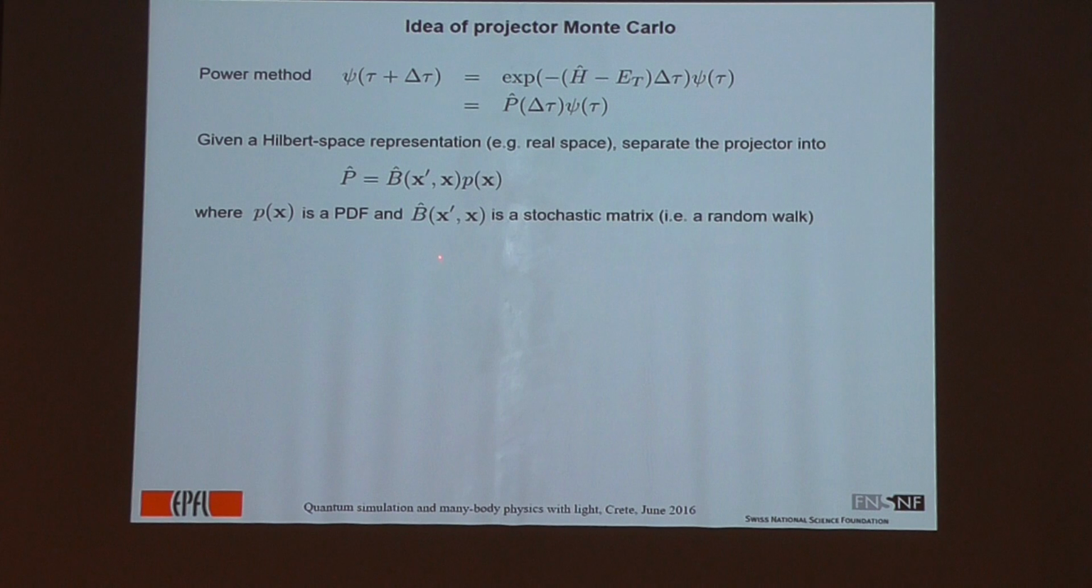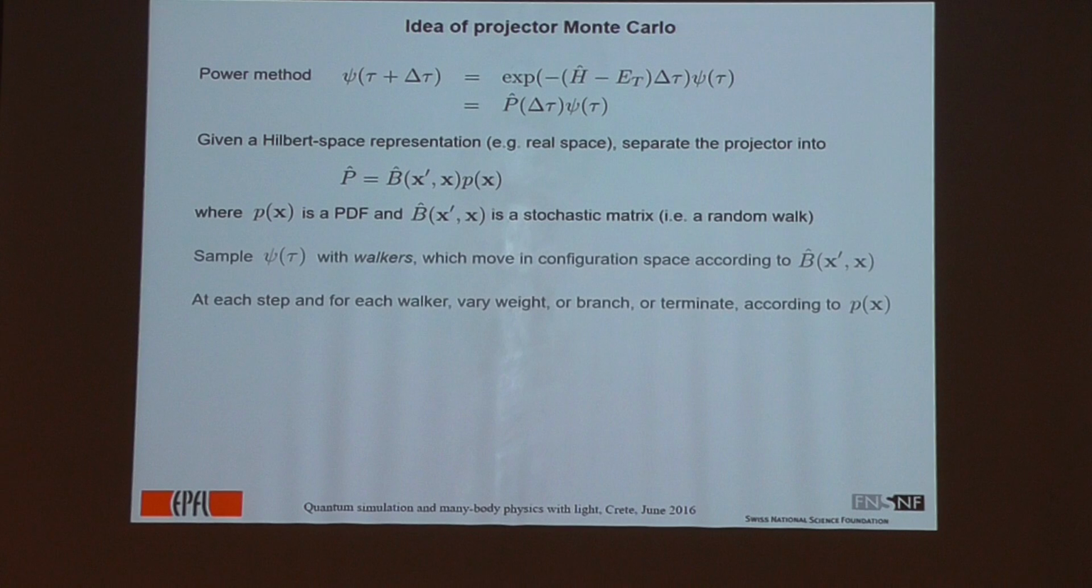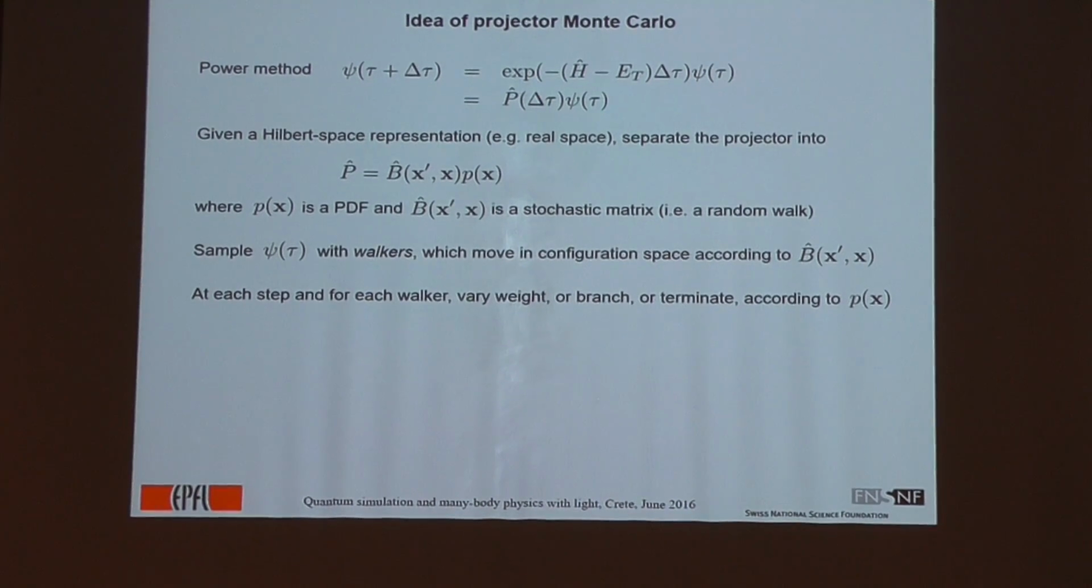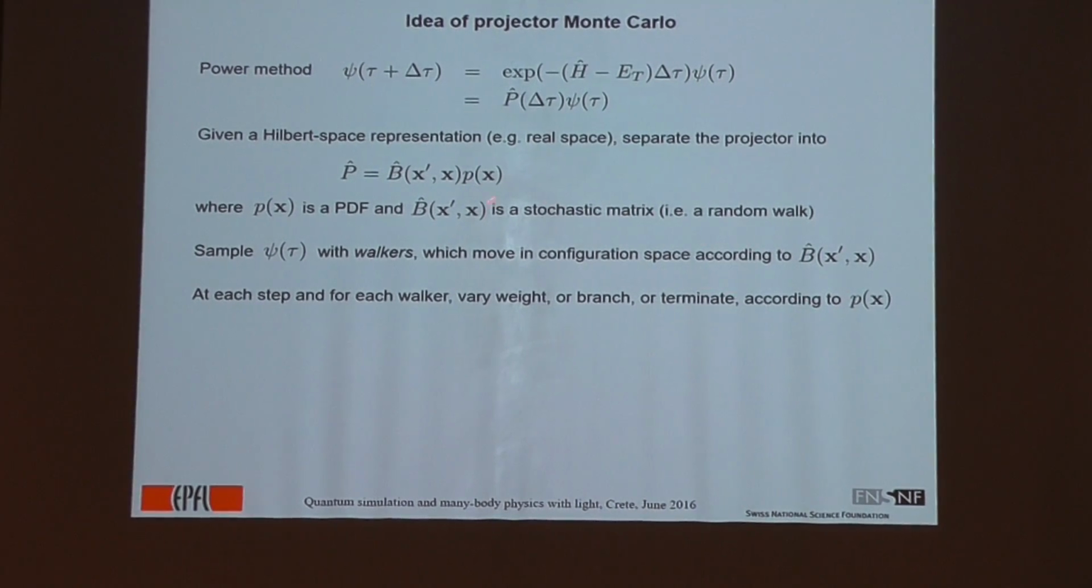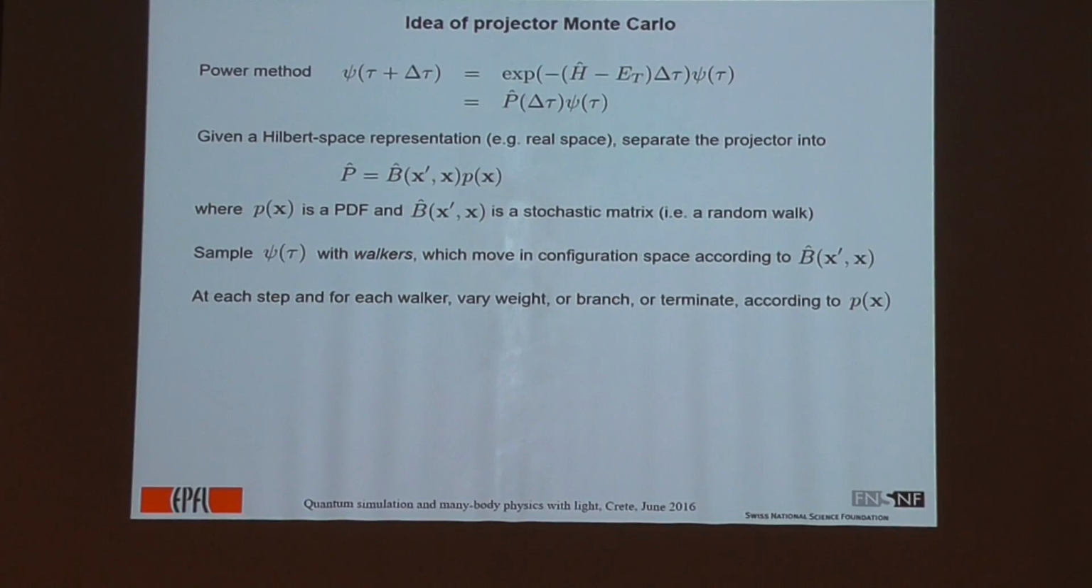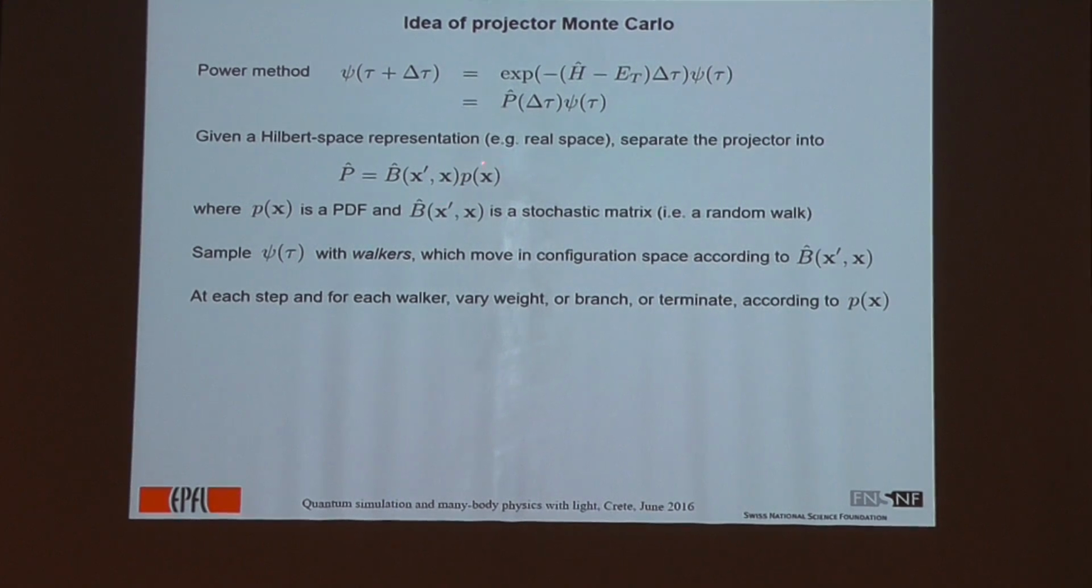Anyway, when you have this factoring achieved, then what you do is that you take the wave function and you sample it with walkers. Walkers are objects that carry statistical weight. And these walkers walk across the configurations in Hilbert space. This could be real space, many-body real space, but it could be any other representation of Hilbert space. They walk according to a random walk, which is dictated by this matrix. So you evolve that, and then you have to apply this thing.